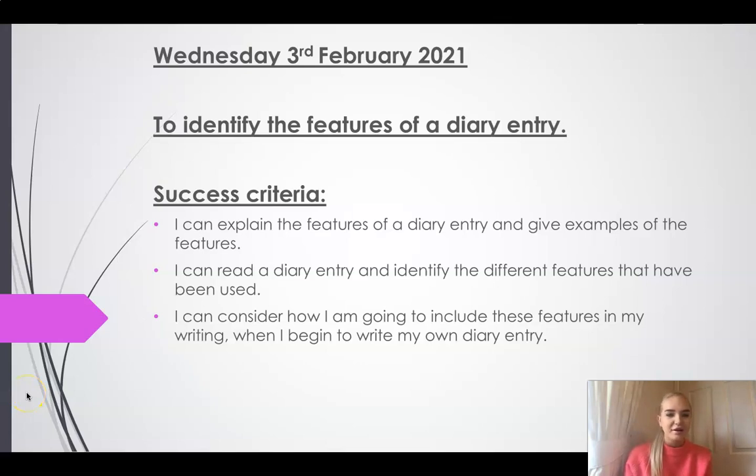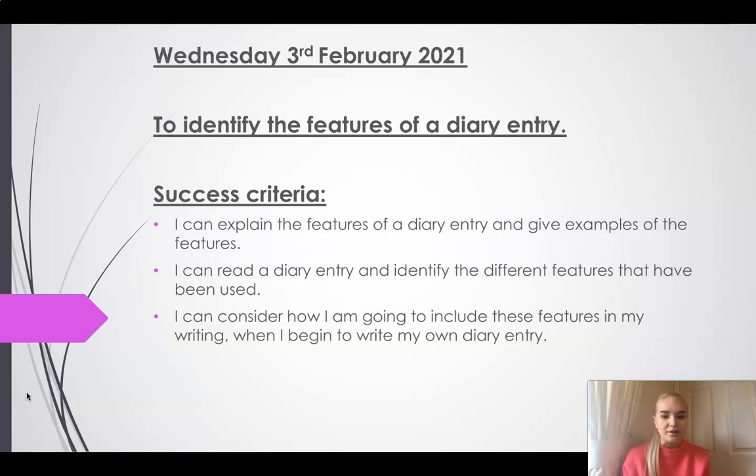Today in English, we are going to be learning to identify the features of a diary entry. So we've learnt all of the features now. You've had a go at using them in all of our lessons for the past week and a half. And today we're going to look at a diary entry and you are going to begin to identify where the features are.